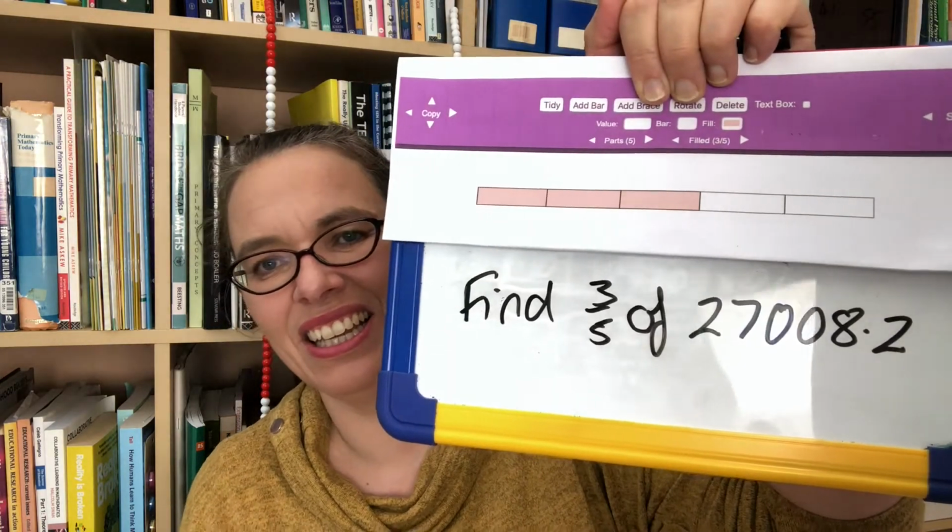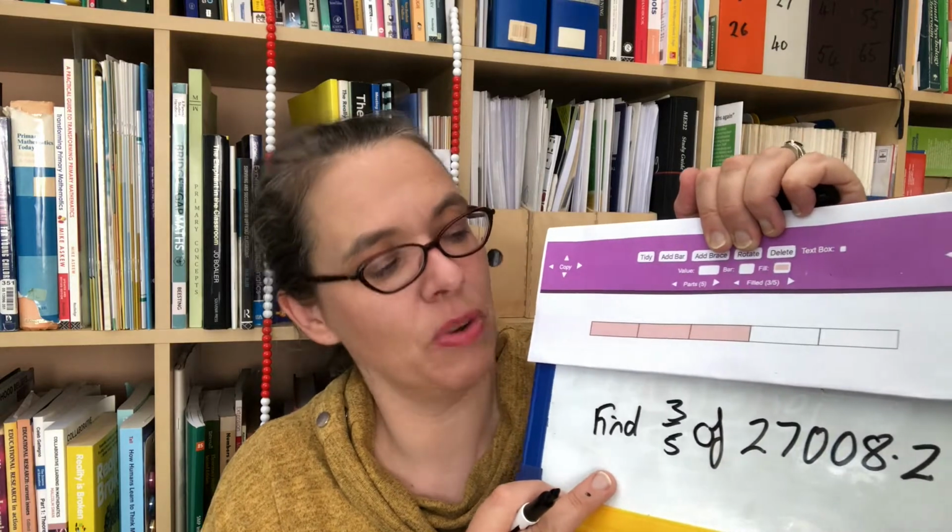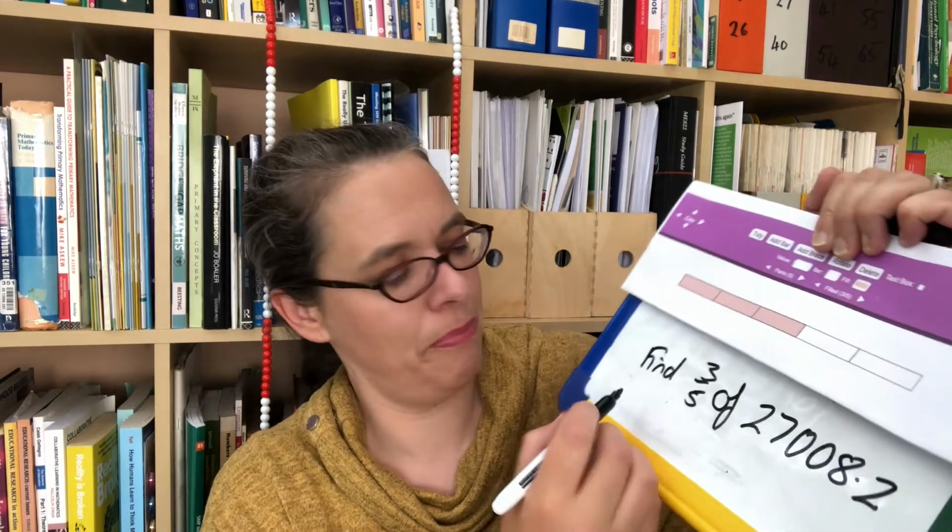So if we go back to this fraction 3/5, we could try the question, find 3/5 of 27,008.2. And if I set a question like that, I would let children discuss it, puzzle with it, try and work on it. And they are going to have to try and divide that big number, 27,008.2 by 5.